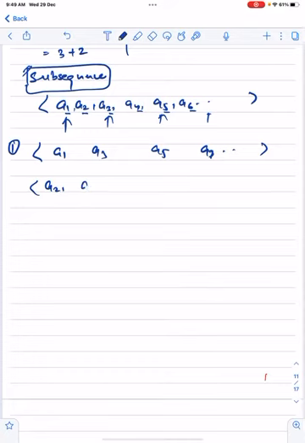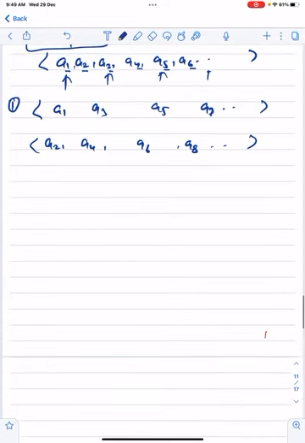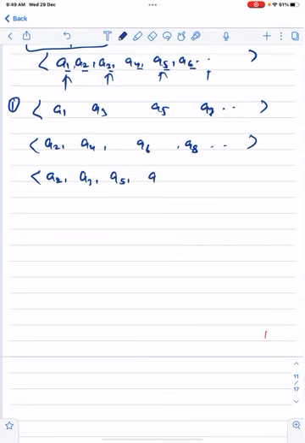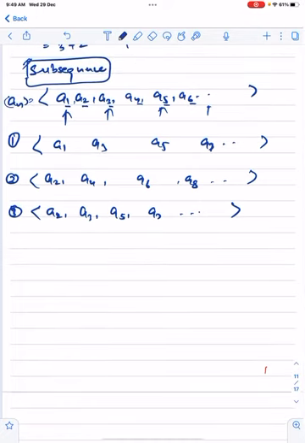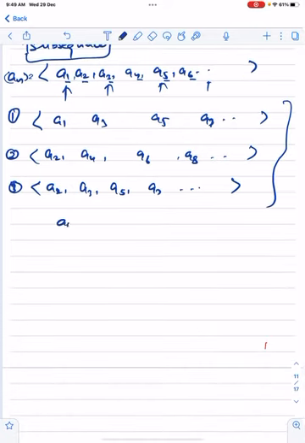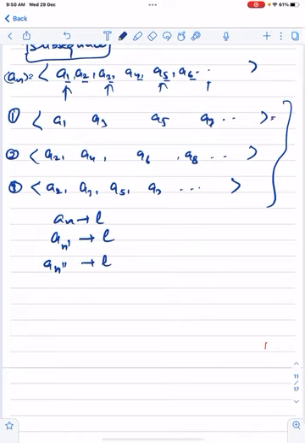Another I can choose is the even-numbered terms: a2, a4, a6, a8 and so on. It could also be the prime-numbered terms: a2, a3, a5, a7 and so on. So an infinite number of subsequences can be made from the sequence a_n. If a sequence is converging to some point L, that is, if you are able to prove that your sequence is tending to L, then every subsequence will tend to that point.